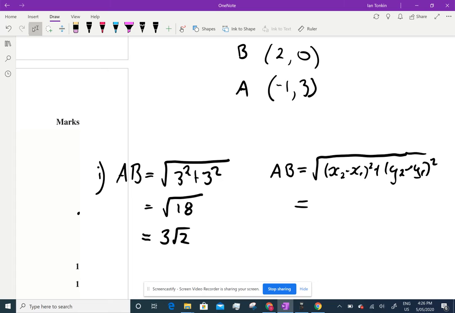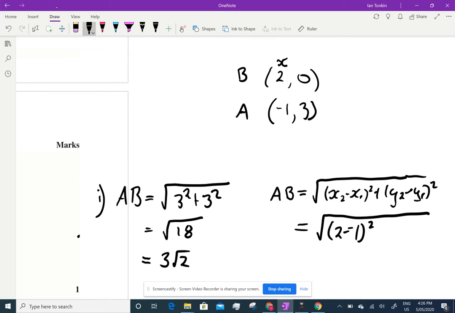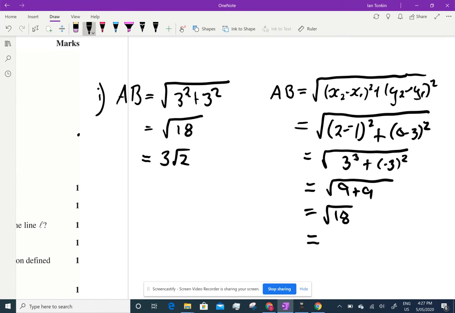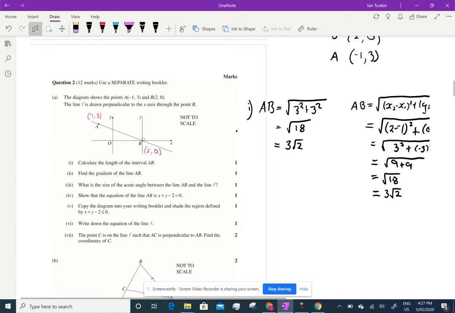-1 and 3 and 2 and 0. Okay, so I'm going to subtract the x values. 2 minus -1 squared. So this is the x and this is the x and this is a y. Plus 0 minus 3 squared. Well, 2 minus -1 is 3, so I'm going to go 3 squared, and I'm going to get -3 squared. And you better keep that in parentheses. Well, 3 squared is 9, and -3 squared is 9, root 18, which we can simplify to 3 root 2. So 2 ways of doing that one.